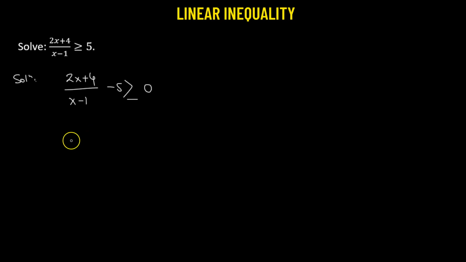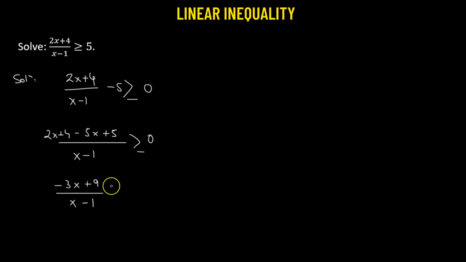Let's combine the two terms on the left hand side. We'll have x minus 1 in the denominator. In the numerator we have 2x plus 4 minus 5 multiplied by x minus 1, which will give us negative 3x plus 9. So we have (negative 3x plus 9) divided by (x minus 1), and this is greater than or equal to 0.